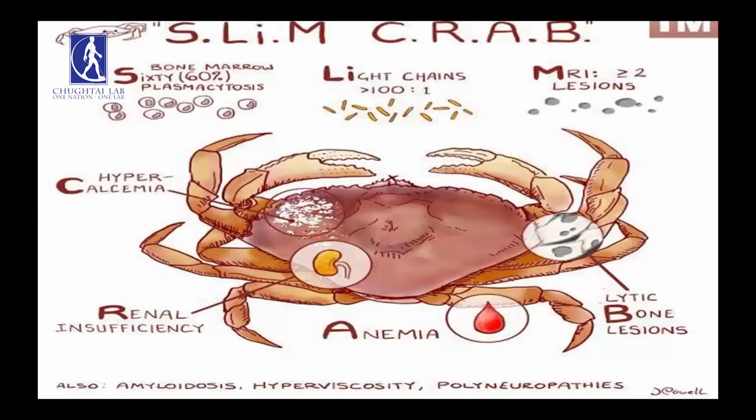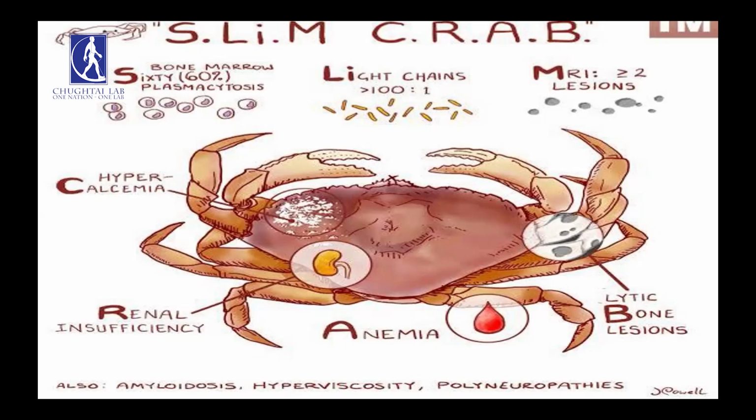SLiM CRAB is a mnemonic used for multiple myeloma, in which S stands for 60 percent clonal plasma cells in the bone marrow. L stands for light chain ratio more than 100. And M stands for MRI, in which there are more than two lytic lesions.